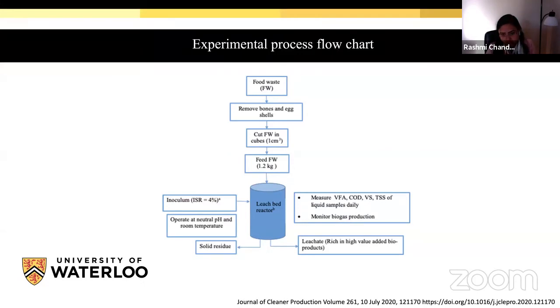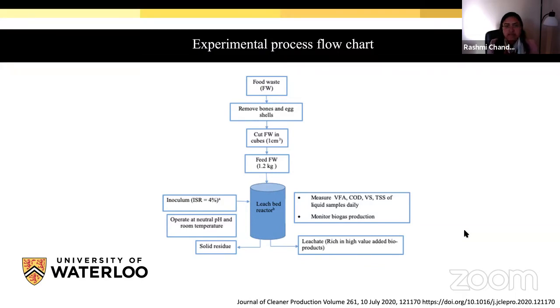And then we measured the COD, VFA, TS, VS. This is the basic analysis that we do. Along with that, we do the biogas monitoring. And we end up with the solid residue, and the leachate, which is going to be very high in volatile fatty acids. Here we are able to achieve high VFAs because our food waste was not at all diluted. It was as is, so its loading rate was very high.